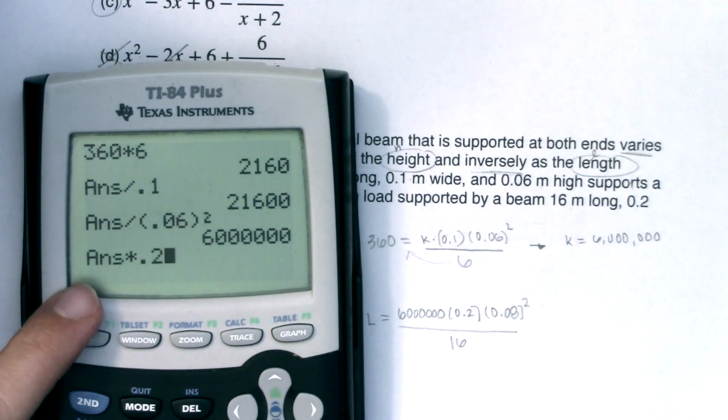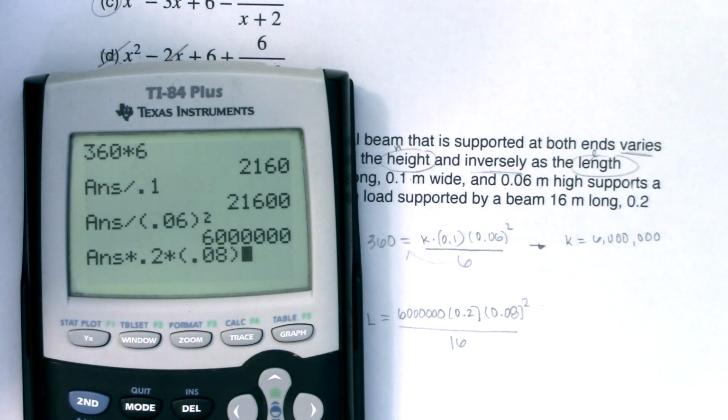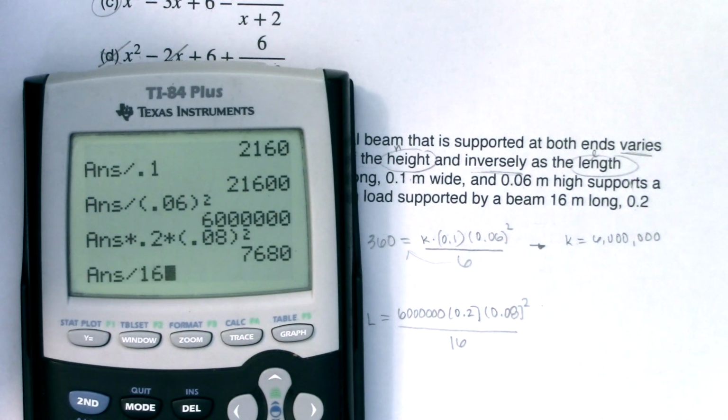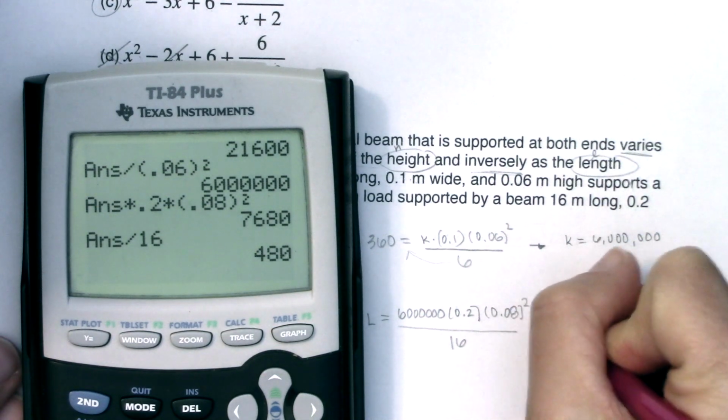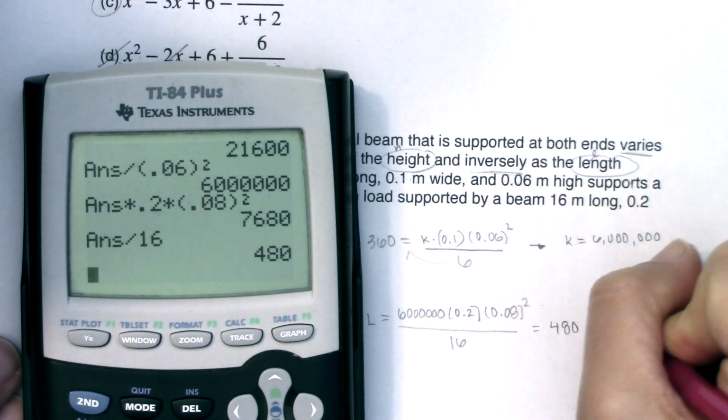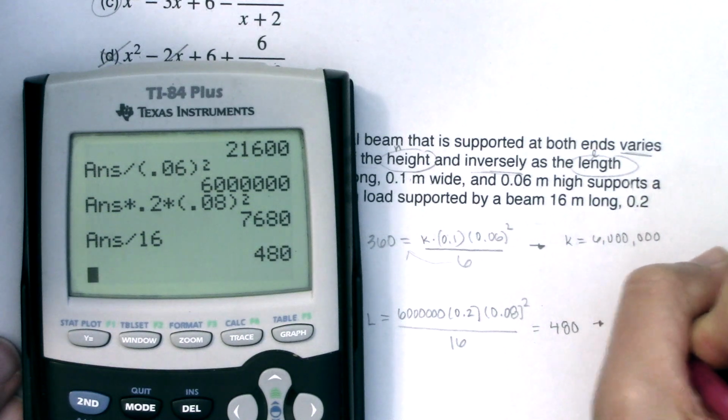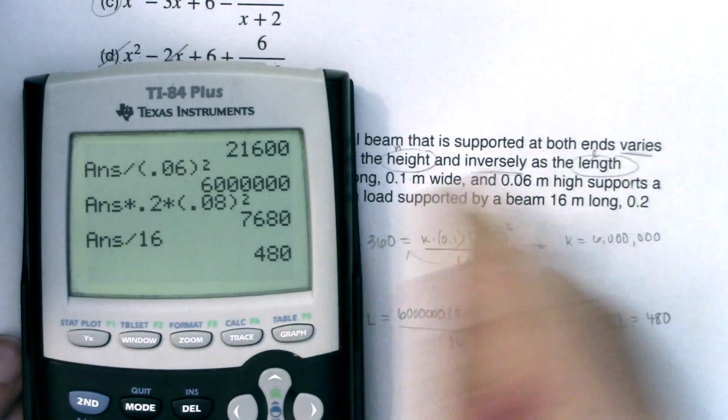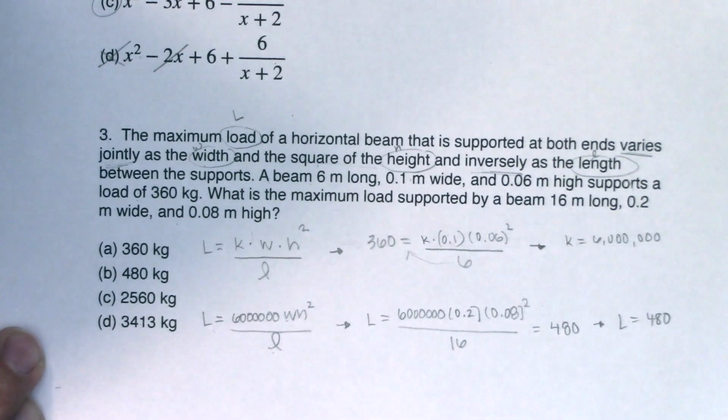We've got 6 million. I'm going to multiply that by 0.2, and then I'm going to multiply that by 0.08 squared, right? And then I'm going to divide that number by 16. So when I solve for that, I get 480. So my load was 480. Let's see what the units on this are. Let me move this over here. Looks like load is in kilograms. And that looks to be option B.